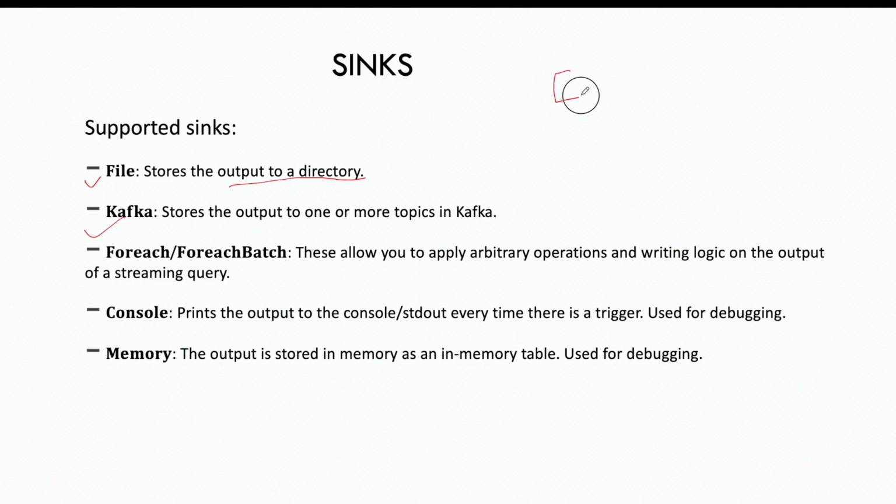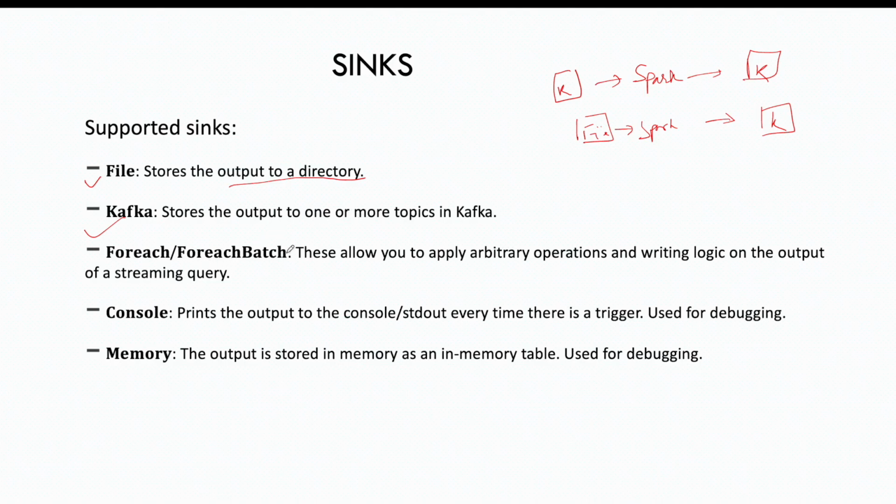So your source can be Kafka, your processing engine can be Spark, and then your sink can also be Kafka. Or your source can be something else, let's say file source, and your processing engine is Spark, and then your destination or sink can be Kafka. So a lot of organizations use Kafka as the sink if they want to do further processing.